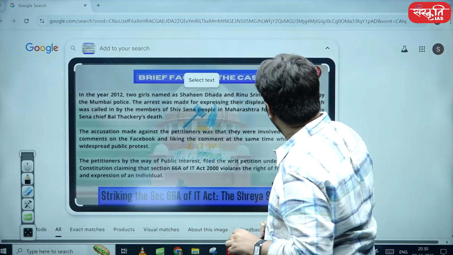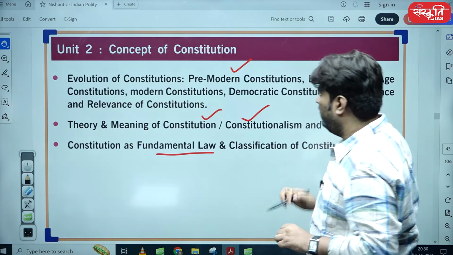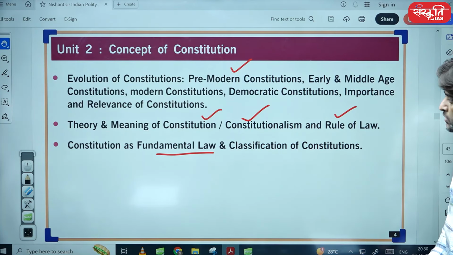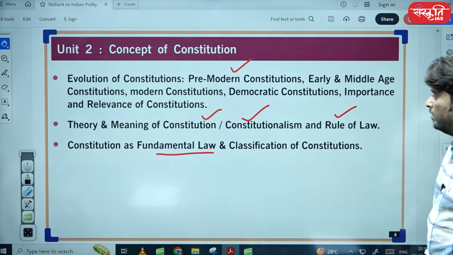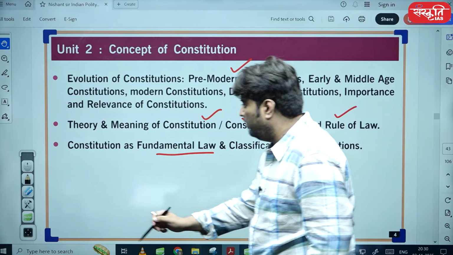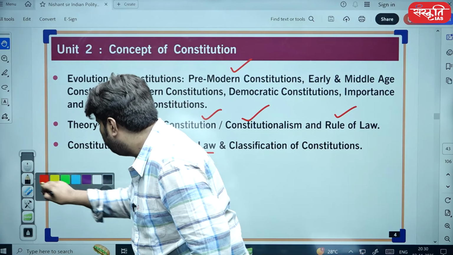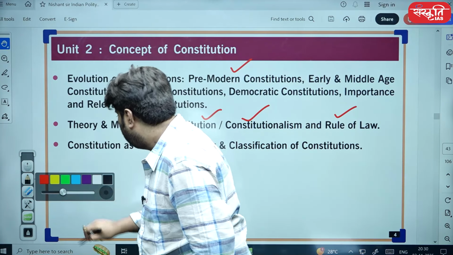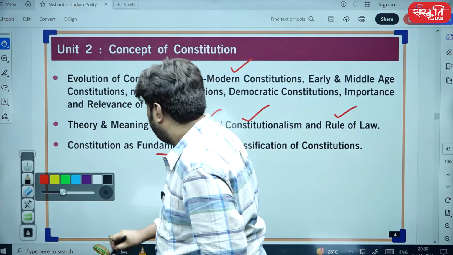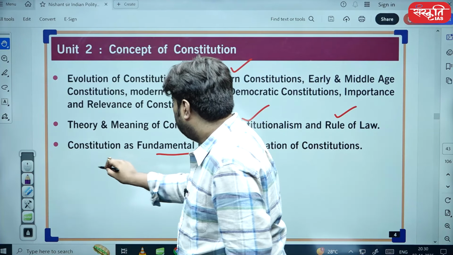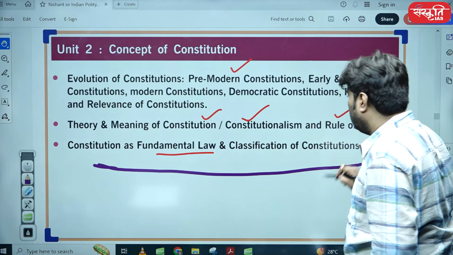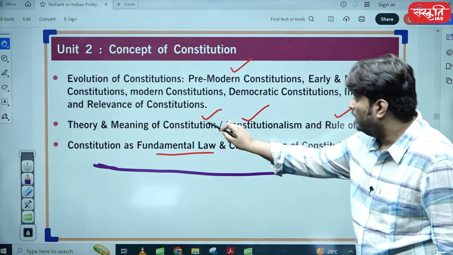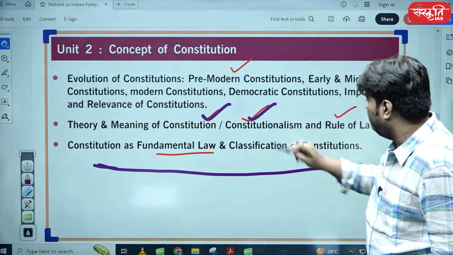Let me show you where is the PDF file. This is the PDF file. Okay, so please follow it. Have we covered constitution as fundamental law? Let me mark it. Let me use marker over here. This marker. So have we gone through this one? Classification of constitution. You're comfortable with meaning of constitution.